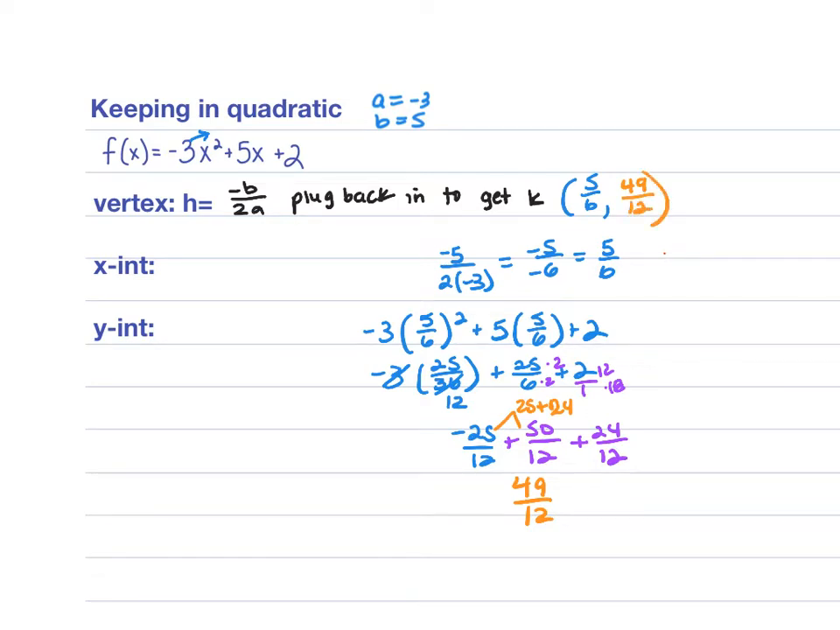So you won't be asked to do this twice. Just realize that there are two different ways to do it. Okay, x-intercepts would be the same. I would plug 0 in for y for the y-intercept, and I get just that 2. And then the x-intercepts I would factor, and I would get the same answer as before.